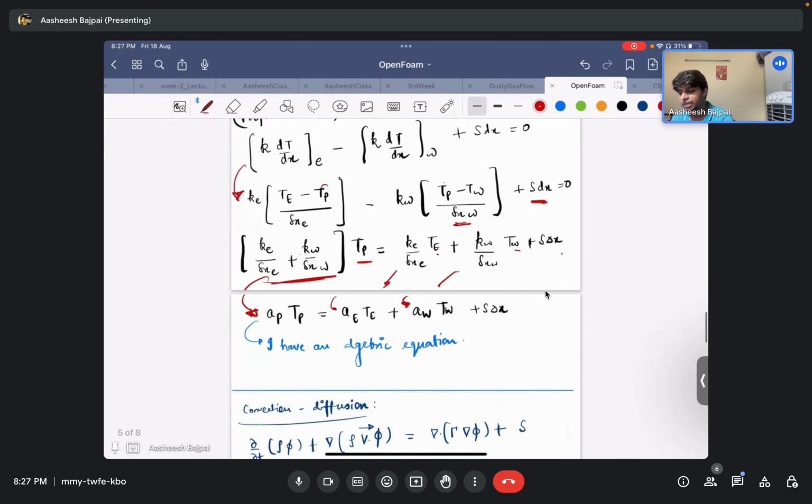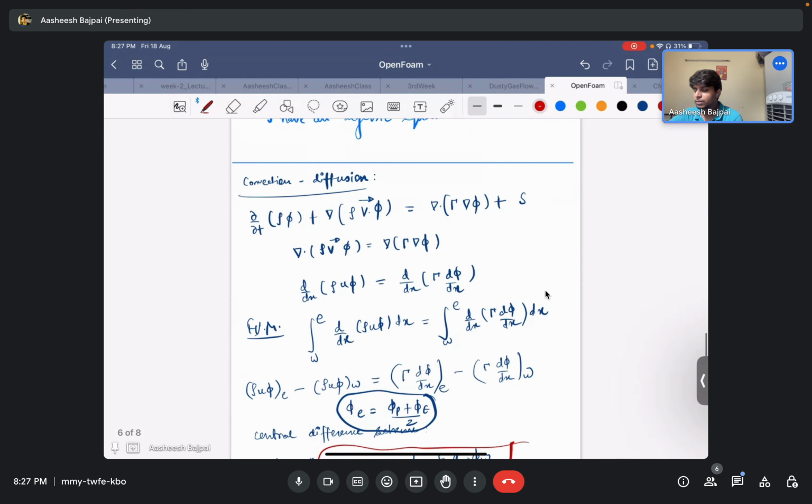So this algebraic equation can be solved in our system, which I will explain by the Thomas algorithm, or any algorithm we can solve. The Thomas algorithm is one of the ways to solve this kind of algebraic equation.